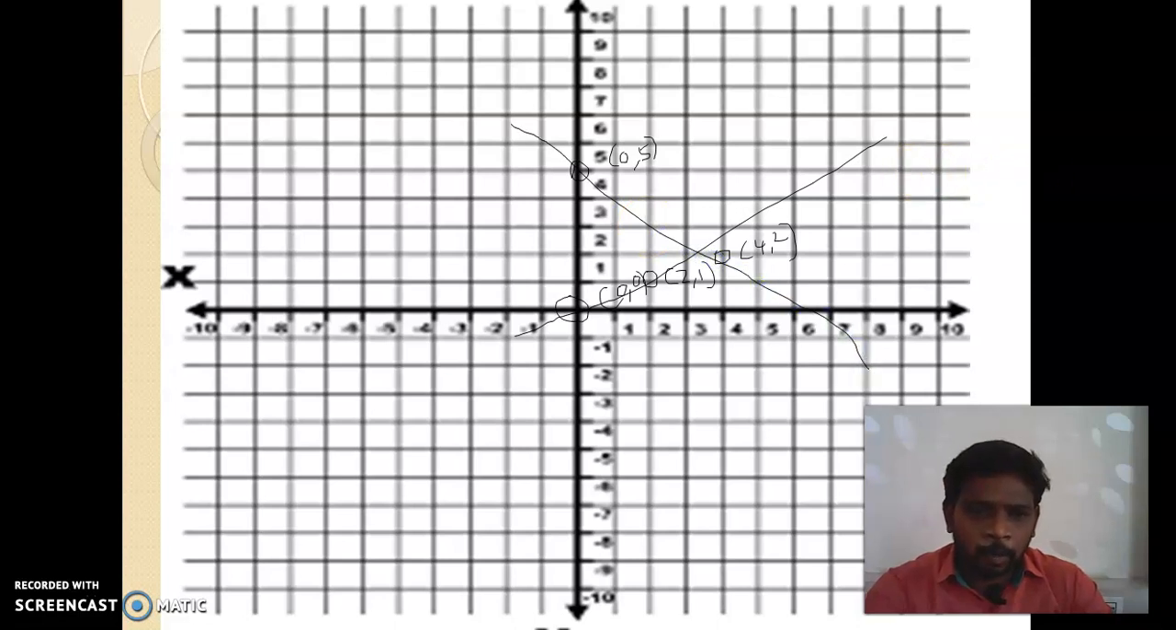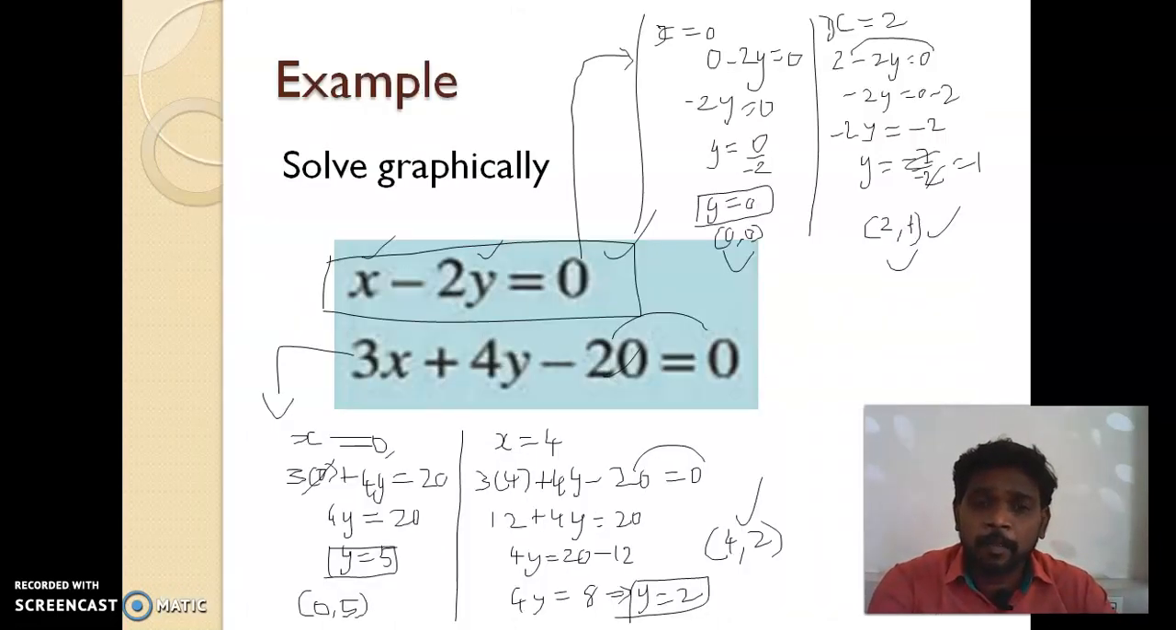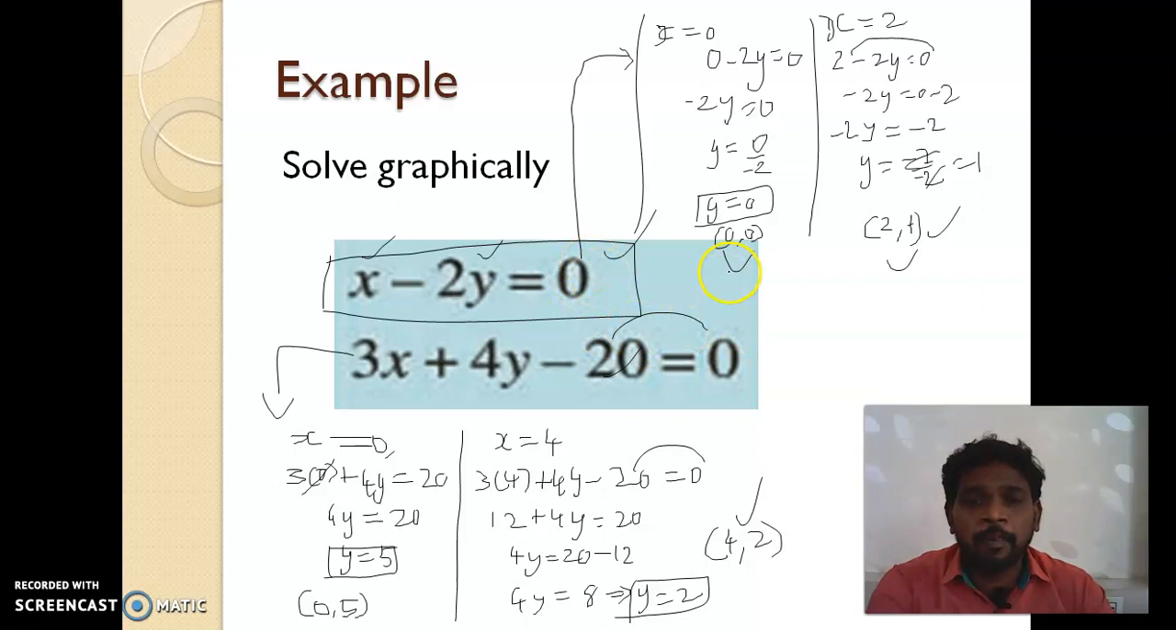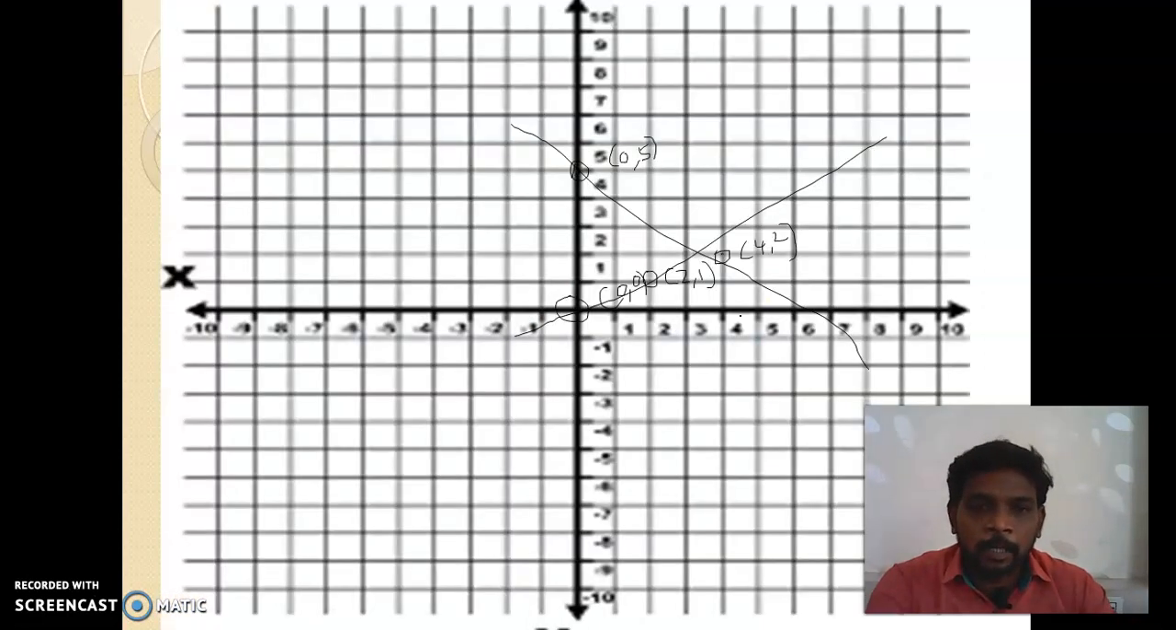So it will go exactly through this one. Okay, I am drawing with the mouse, so that's why it's going like this. And I think it will intersect exactly here. Okay, and both are intersecting lines. So if both are intersecting lines, what will happen? How many solutions does it have? Since they are intersecting, it means exactly one solution, that is a unique solution. So the given equations have a unique solution.